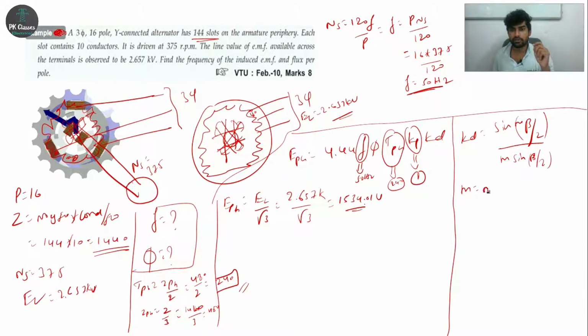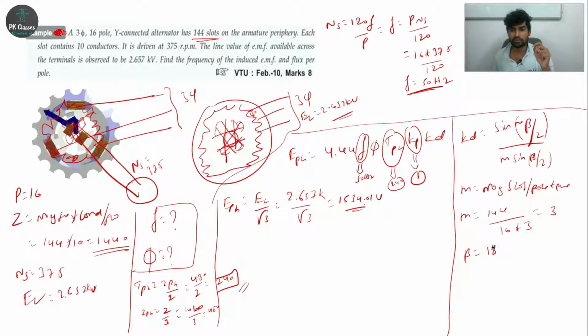m is equal to number of slots per pole per phase. So m is equal to number of slots, how much? 144 divided by number of poles. How much poles have been given? 16 poles, 16 into phases 3. How to calculate beta?